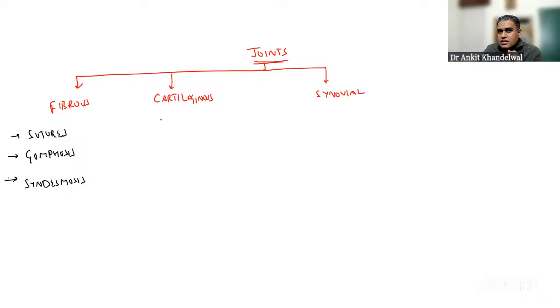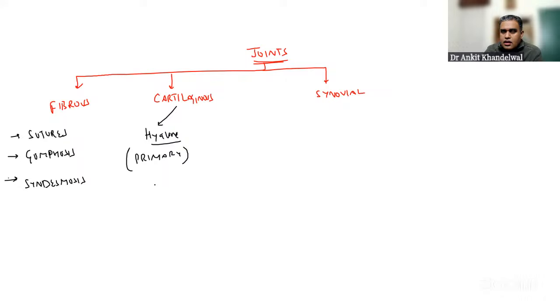Then there's cartilaginous. What's the cartilaginous? When there is cartilage between the bones, we call it cartilaginous. If the space is entirely covered by hyaline cartilage, we will call it a primary cartilaginous.